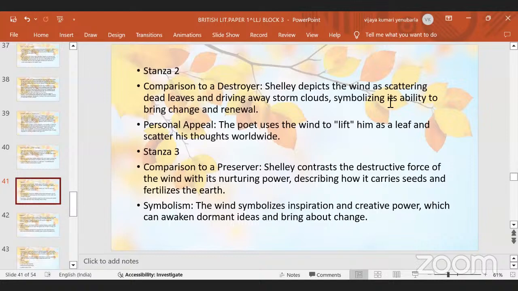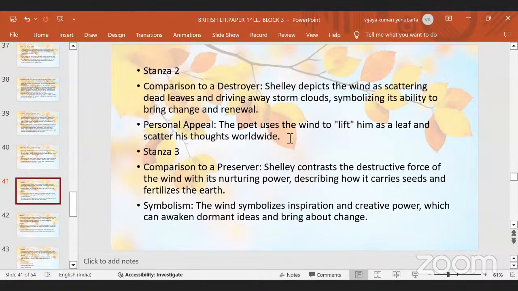So, comparison to a destroyer. Shelley depicts the wind as scattering dead leaves and driving away storm clouds, symbolizing its ability to bring change and renewal. So now the wind is scattering the dead leaves. And second, it is clearing the clouds also. So it has the ability to change as well as renewal, giving new birth.